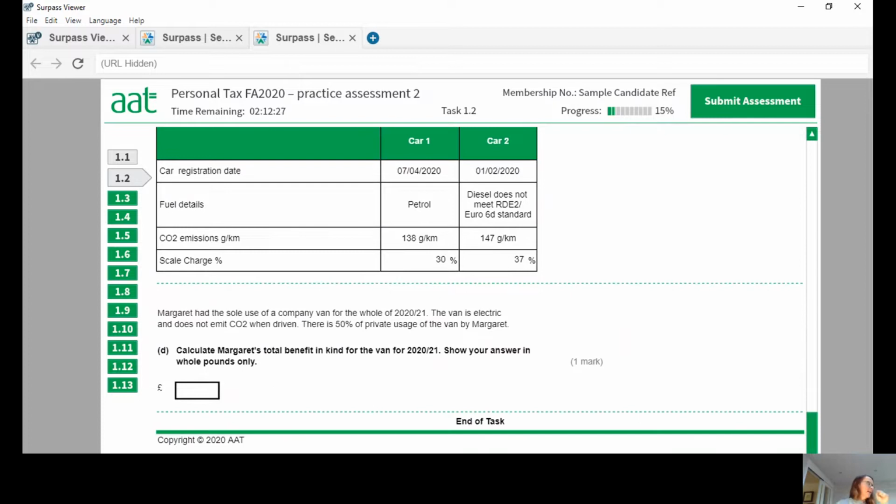Part D. Margaret had the sole use of a company van for the whole of 2021. The van is electric and does not emit CO2. There is 50% of private use of the van by Margaret. That percentage is actually irrelevant. As soon as there is any private use, then it triggers a van benefit. Remember, of course, for a van, just going to and from work does not count as private use. This has to be over and above that.